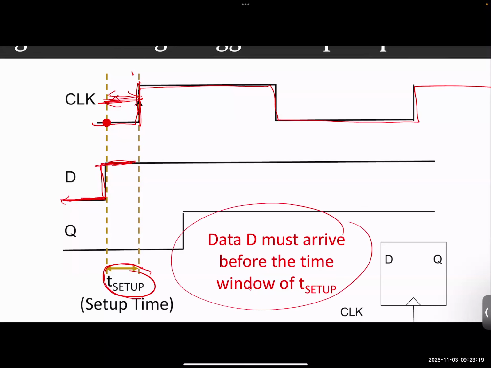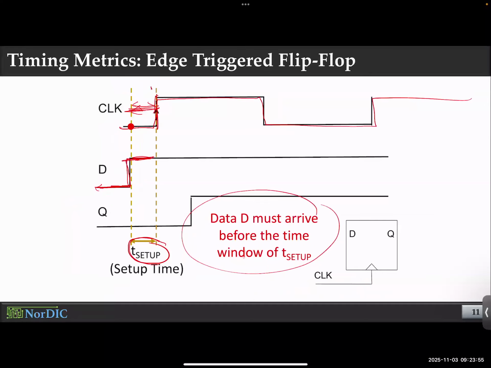It is mentioned here, data D must arrive. There are different ways of mentioning that: you must stabilize the data, or the data must arrive. Why are we mentioning arriving? Because typically you are dealing with a chain. The data is coming from a different portion of the circuit. Remember the ripple carry adder, where the carry was rippling through multiple stages. At one of the stages where you have the flip-flop, you want to make sure that the data has already arrived before your setup time. If it arrives during your setup time, it will be mistreated, essentially. All right, simple concept.